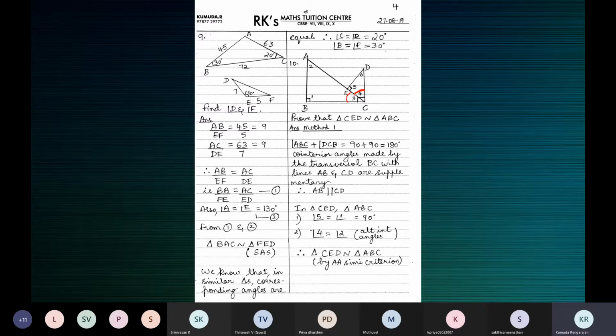So angle 4 is equal to angle 2 because alternate interior angles are equal. We don't know the measure. We don't know how much 4 measures, how much 2 measures, but whatever, they are equal in measure. Whatever is the measure of angle 4, the same is the measure of angle 2. So now by AA, because here one pair of equal angles, another pair of equal angles, by the AA similarity criterion, the two triangles are similar.